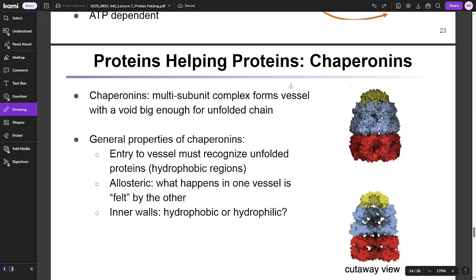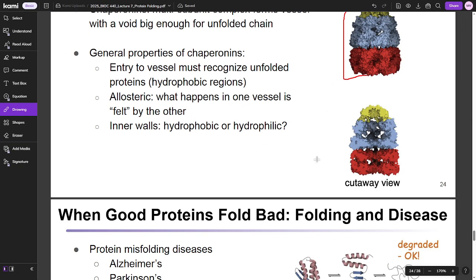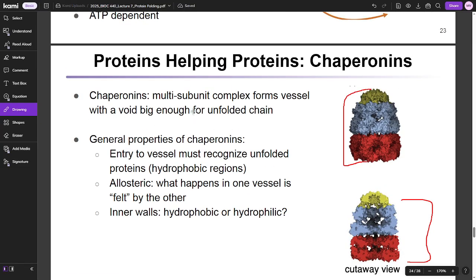Chaperonins are multi-subunit complexes. There are many different subunits, and this is a side view of how it looks. So the way proteins enter these is that there must be hydrophobic regions that are exposed, which is how the chaperones are actually able to bind the proteins in the first place.